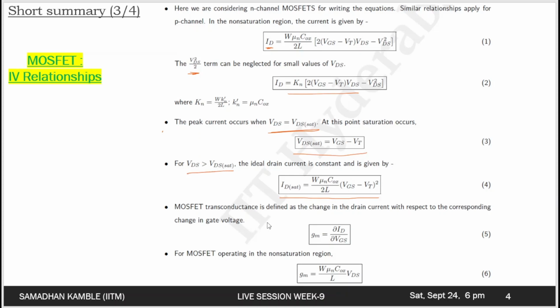Also, there are a couple of parameters. One is the MOSFET transconductance, which is defined as the change in the drain current with respect to the corresponding change in the gate voltage. So gm can be given as the partial derivative of ID with respect to VGS. Similarly, when the MOSFET is operating in the non-saturation region, gm can be shown here in equation 6. We have just differentiated the ID function with respect to VGS.